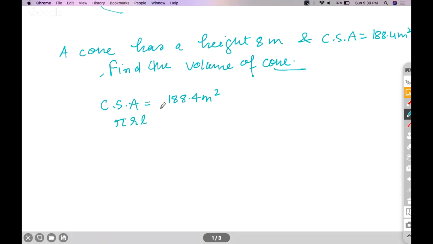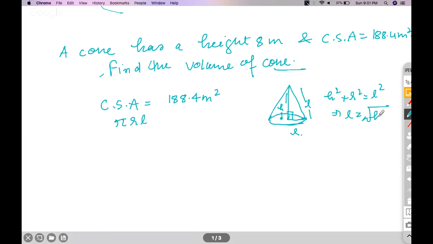Pi r l. And if this is my cone, then in a right circular cone, this is my L, this is H, and this is R. So H square plus R square is equal to L square. So L can be written as under root H square plus R square. So I already know height as 8 meters. I don't know the radius.